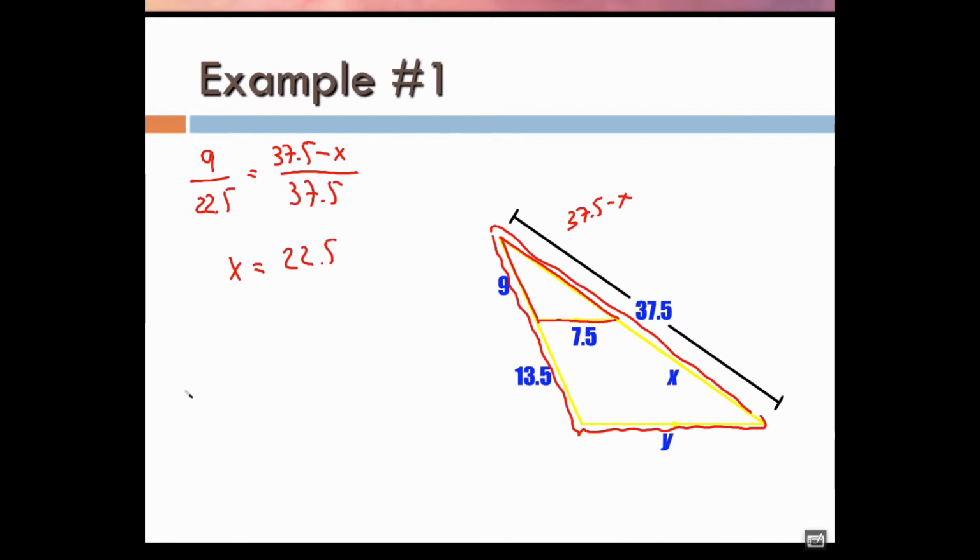Now, if we apply side splitter, solving the same problem, just a different way, we would do 9 over 13.5. So that's top over bottom equals top over bottom. Cross multiply and solve, just to confirm that they both give us the same answer.